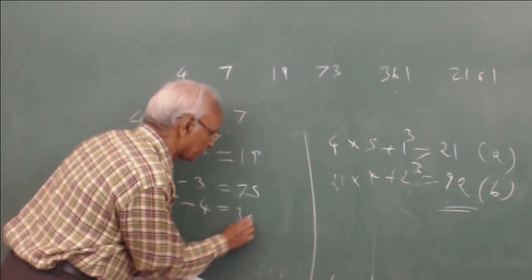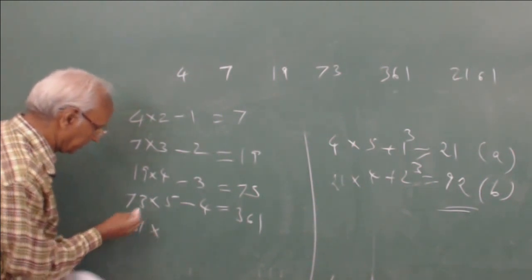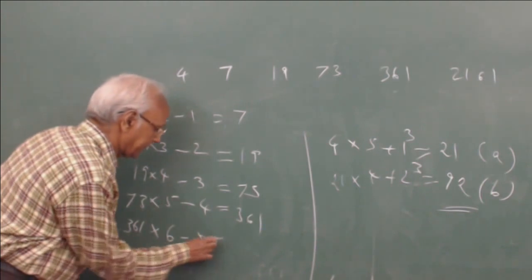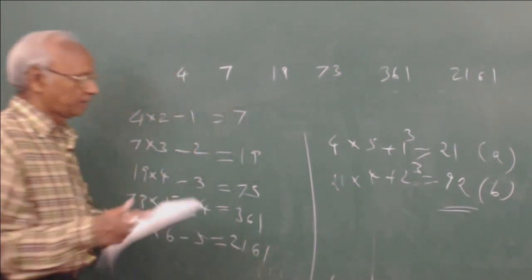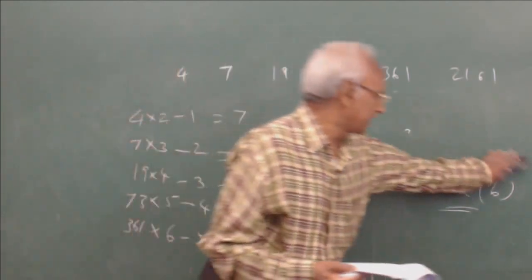So this is 361. 361 into 6 minus 5, that becomes 2161. So this way this works out. So we go to the second line.